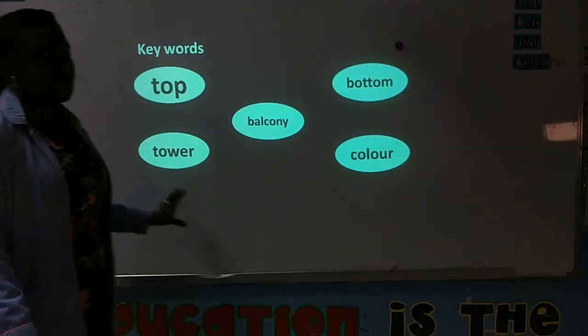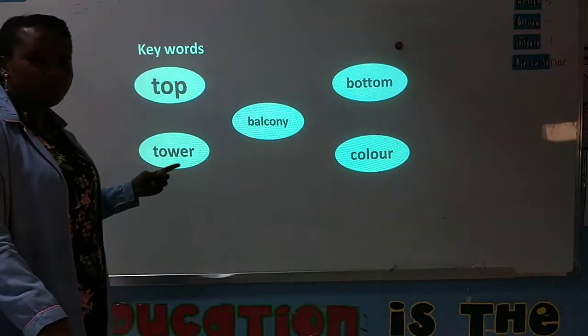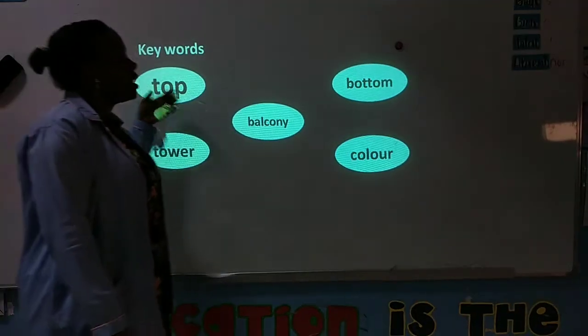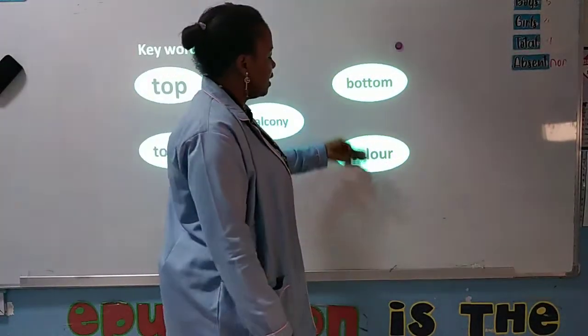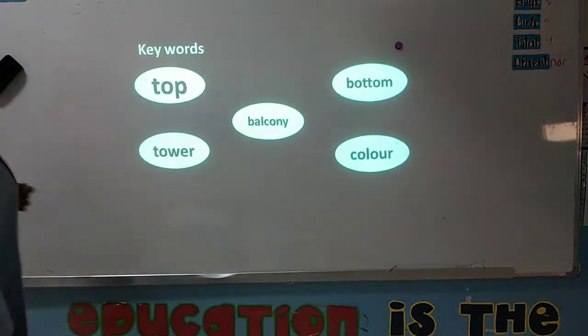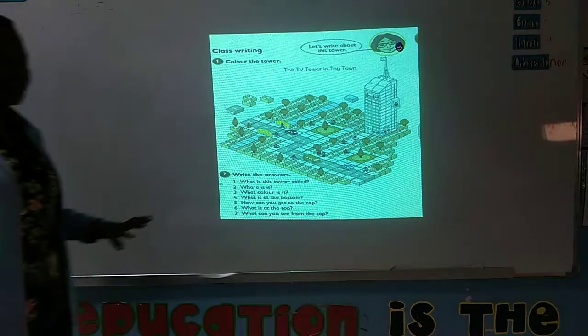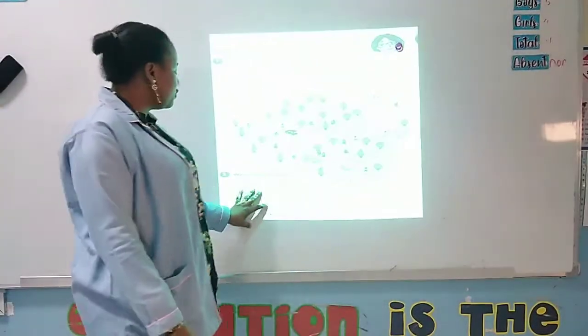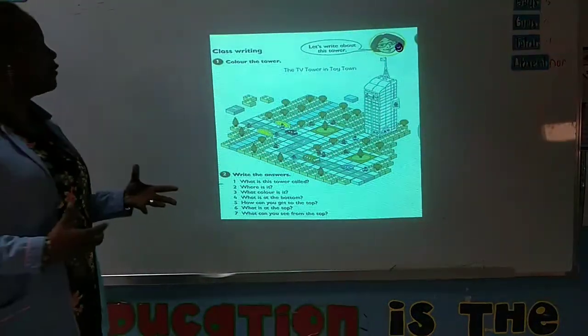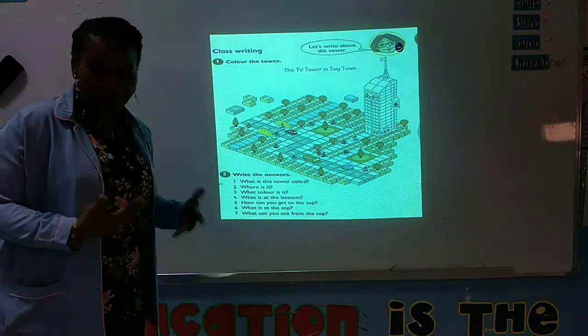These are some of the key words we'll be saying today, or we will be coming across today. We'll have top, balcony, bottom, color, and tower. Now, class writing. We'll have to do a little writing here before we move into the main writing.